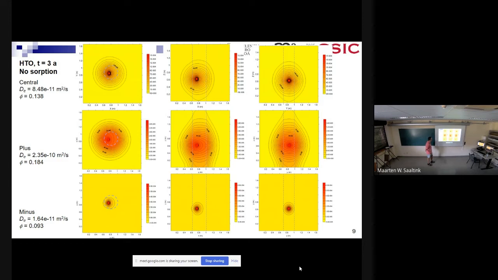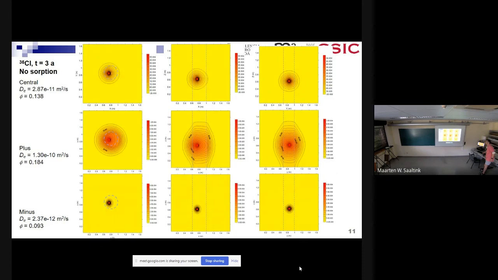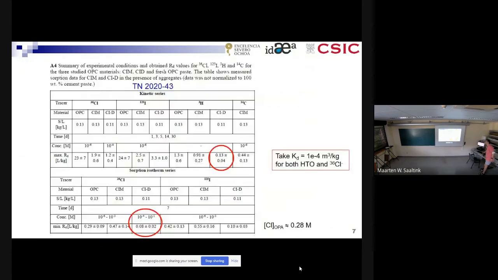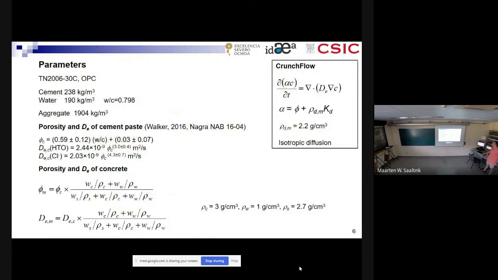Another question is the cementation coefficient that you're using for chloride and the tracing species. The previous slide, it's also in slide number 6. The cementation coefficient is phi to the power. Yes, this is the initial one.